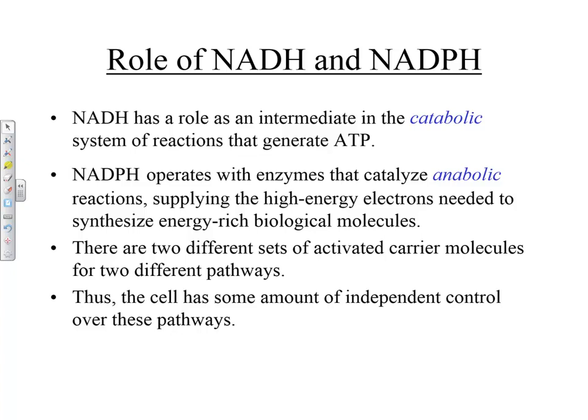So you can see that the cell uses different activated carrier molecules for different pathways. For breaking down, let's say, glucose and producing energy, it uses one set of activated carrier molecules. For biosynthesis of components that it needs, it uses another set. So the cell is able to exert independent control over these two different pathways. It doesn't mean that if you start producing glucose, you're going to mess up something else. You can do those independently. So there is some kind of decoupled control in the cell.